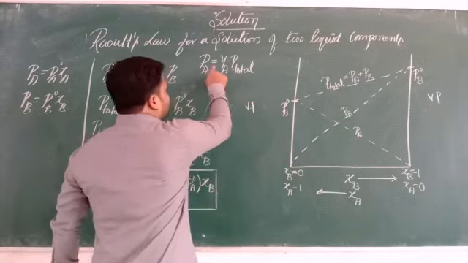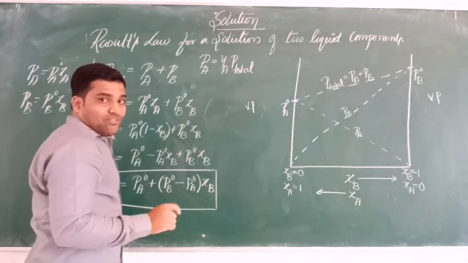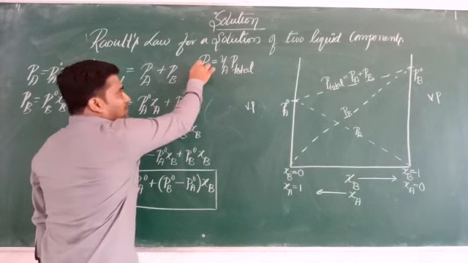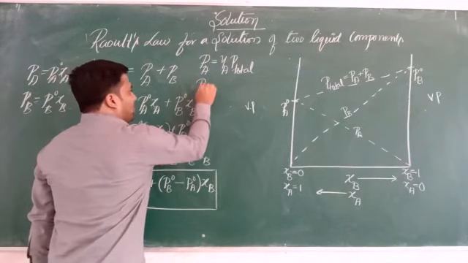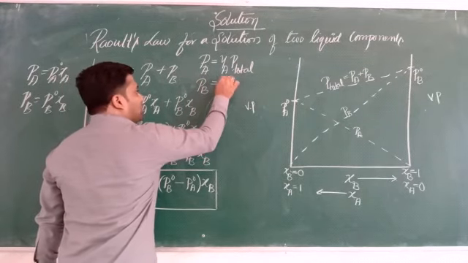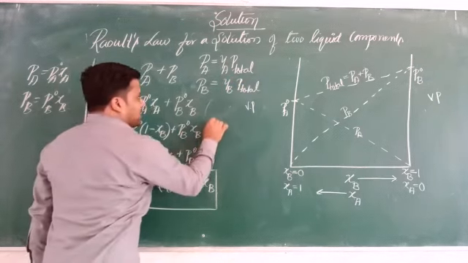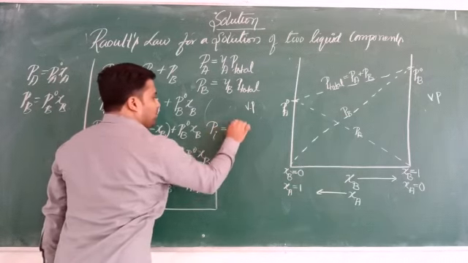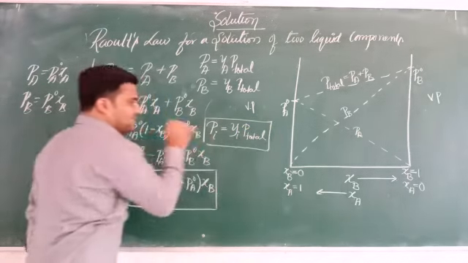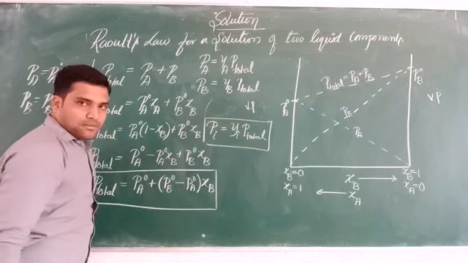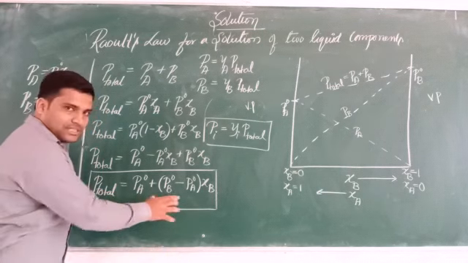That is, PA is equal to YA into P total, where YA is called the mole fraction of component A. So PA is the partial vapor pressure of component A and P is P total. Similarly, for component B, PB is equal to YB into P total. Generally, we know that Pi is equal to Yi into P total. Like this, you can calculate the partial vapor pressures of any further components. So this is the conclusion of this equation.